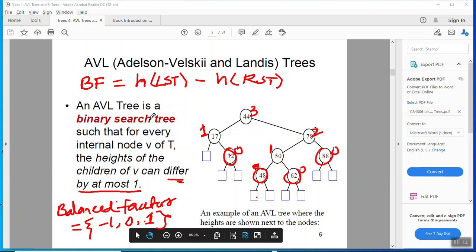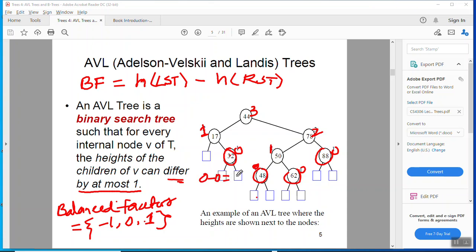We know that the height is always positive, right? This is why it says differ at most by 1, so that is -1, 0, or 1. If we take the absolute value, then it is either 0 or 1. So here let us calculate the balance factor for some nodes. For this one, what is the balance factor? It is 0. The height of this side is 0, and on the right side is 0. So 0 minus 0 equals 0.